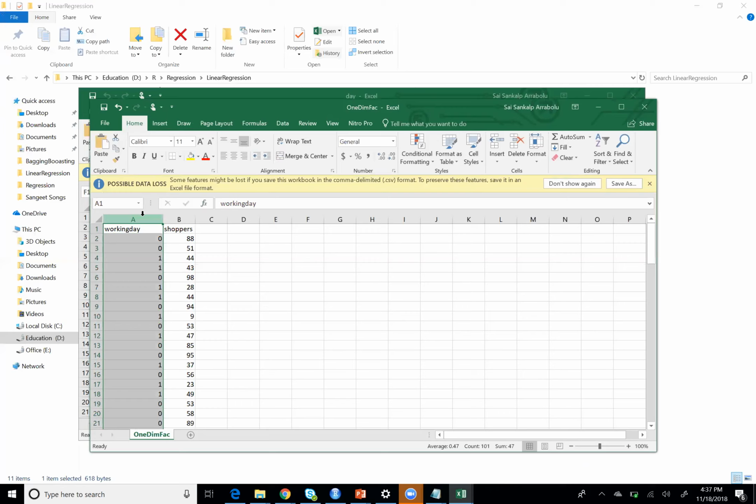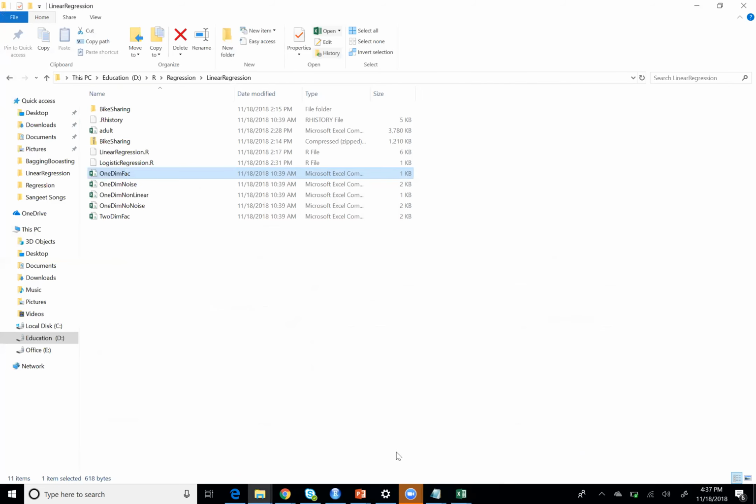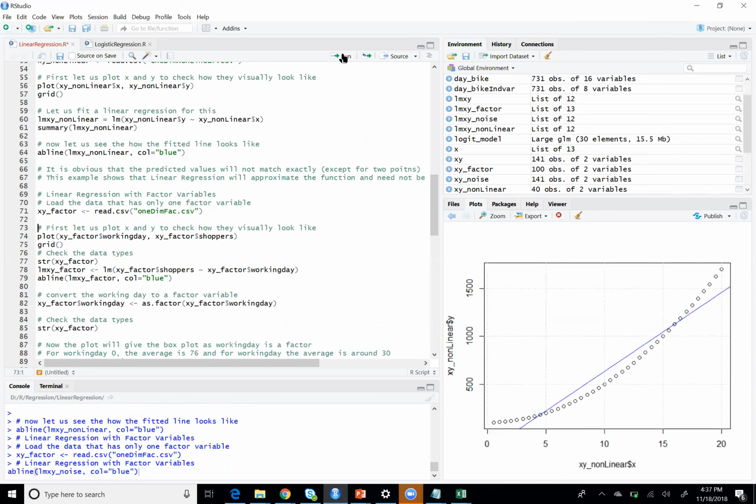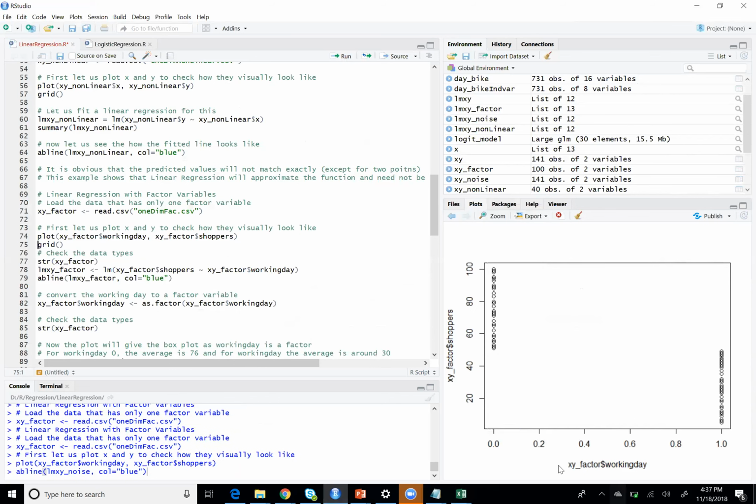Because it's not continuous, but your shoppers are pretty much continuous. So let's see how the linear regression behaves in this case. When I load the data here for the shoppers data set, I load the one-dimensional data and let me plot it first. You see here, either the value is 0 or it is 1. The values in between don't exist because it's a categorical variable.